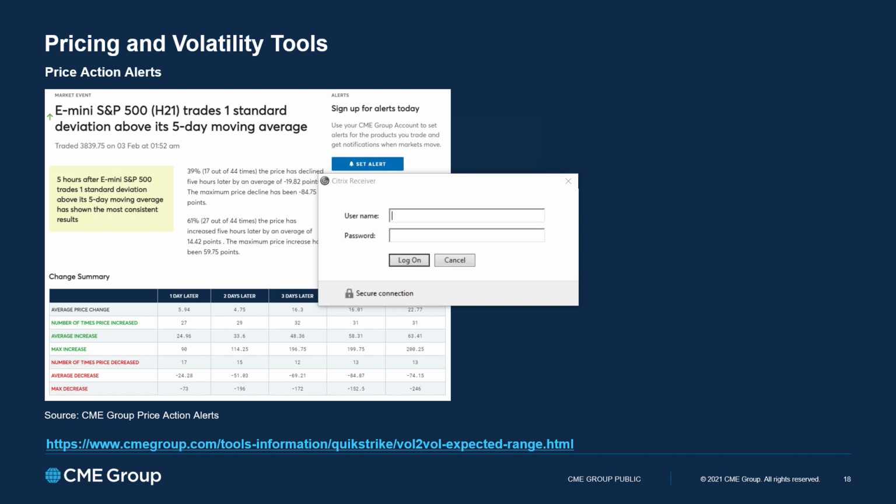Now, does that mean the price is going to go up? I have to keep saying this: of course not. But it does tell you that over the last year, when this event has happened, it's gone up more than it's gone down. And then it also tells you the details of by how much it's gone up or down.